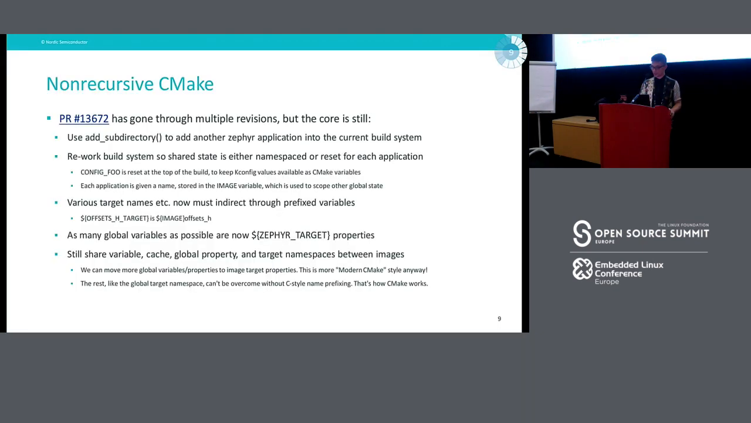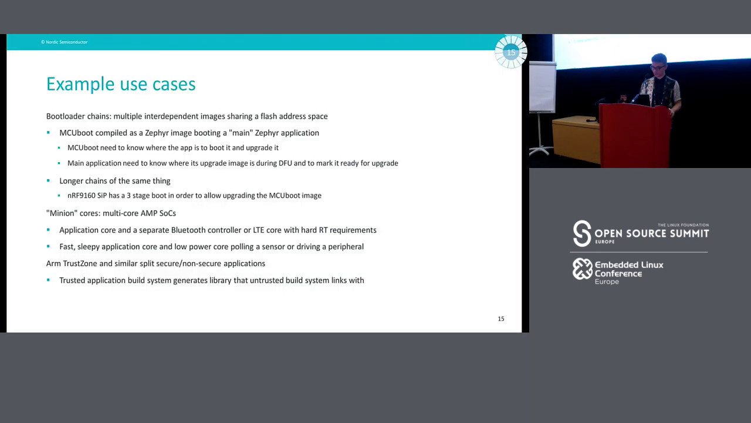Okay, I wanted to talk about example use cases before going on, so I'll hit my backup slides, because this is something we had a question about an hour ago. Bootloader chains are one. MCUboot is a Zephyr application, and it's going to boot the main Zephyr application. It needs to know where it is, how to upgrade it, all this other stuff. Longer chains are the same thing, so we have multiple stage boot, not just a two-stage boot. The minion cores we've already talked about.